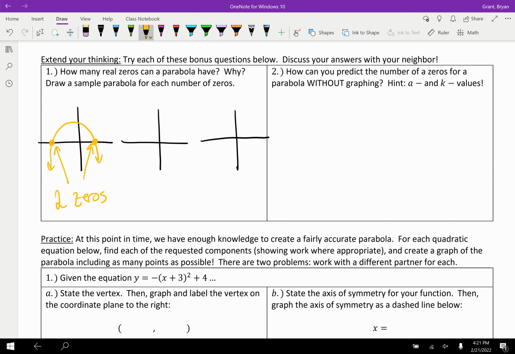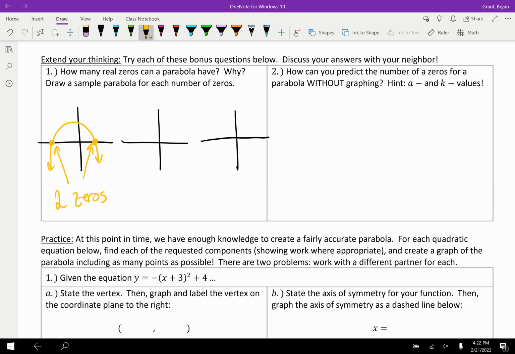So what this question is asking you is, are there other options? Could a parabola have 3 zeros, 4, 1 zero, none, negative zeros? Does that even make sense? So think on it for a quick second. Sketch in your responses. There are 2 more we haven't done. And then we will share out. Ready, set, go.